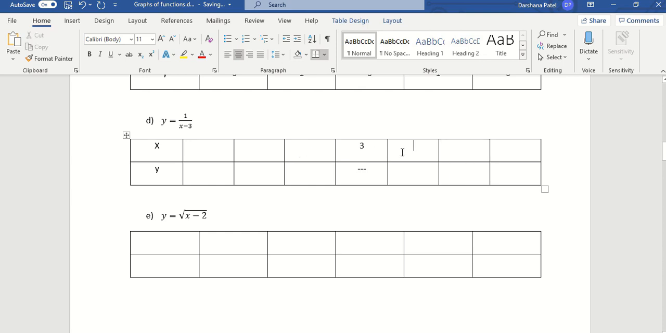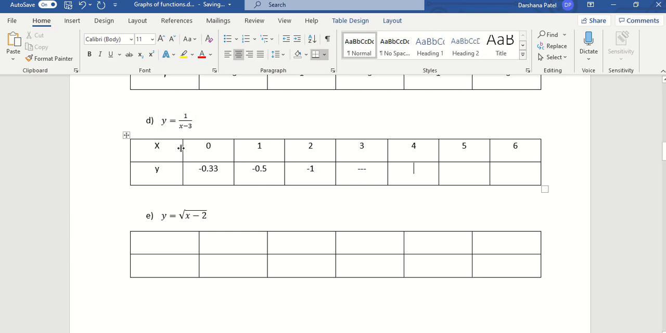Okay, so 3 values to the right of 3 will be 4, 5 and 6. And to the left will be 2, 1 and 0. Now let's put them in one by one. If I put 0 there, I get 1 divided by negative 3, which is negative 0.3333. If I put 1 there, I get 1 divided by negative 2, which is negative 0.5. If I put 2 there, 1 divided by negative 1 will be negative 1.